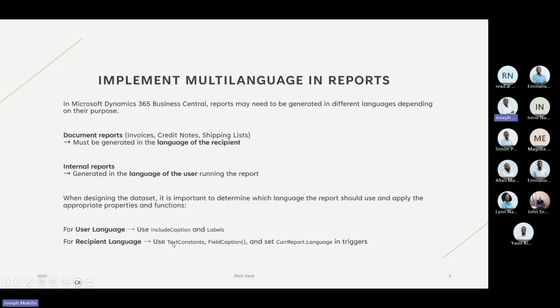Then for the recipient language, we use text constants and field captions. These are all properties on the report. And Business Central also has a function on the report where you can say current report dot language, which lets you specify the language. So let me say I design a customer report and you want it to go in a specific language. You can use current report dot language, and then maybe pick the language from the customer card.